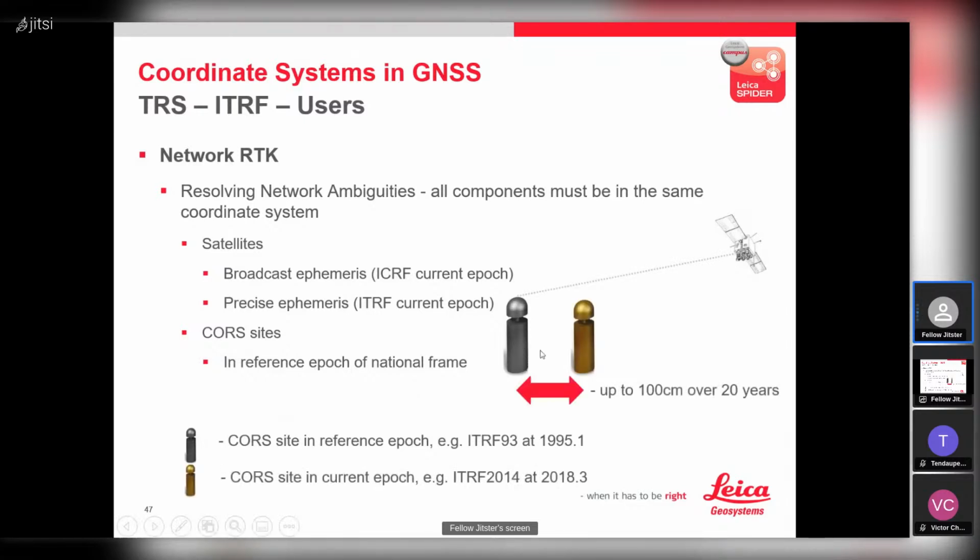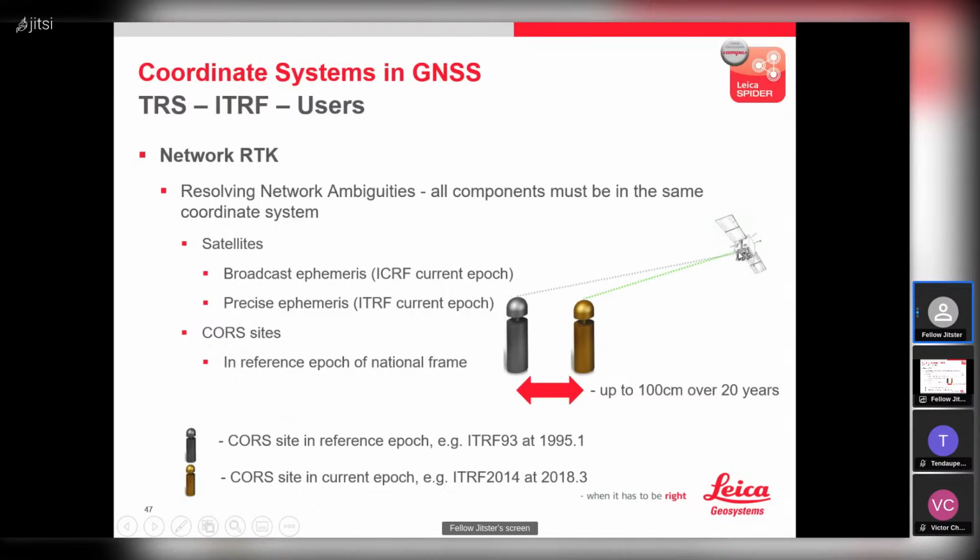So you can imagine that this is the station, the same station expressed in coordinates, let's say in ITRF 93 epoch 1995.1. And this is the position of the same station in ITRF 2014 at epoch 2018.3, for example. So over these 20 years, the coordinates of the station have moved by 100 centimeters, or 1 meter, in fact. This is computed for the 3 centimeter per year tectonic plate movement. So this 100 centimeter difference is basically a systematic error which affects the satellite measurement.